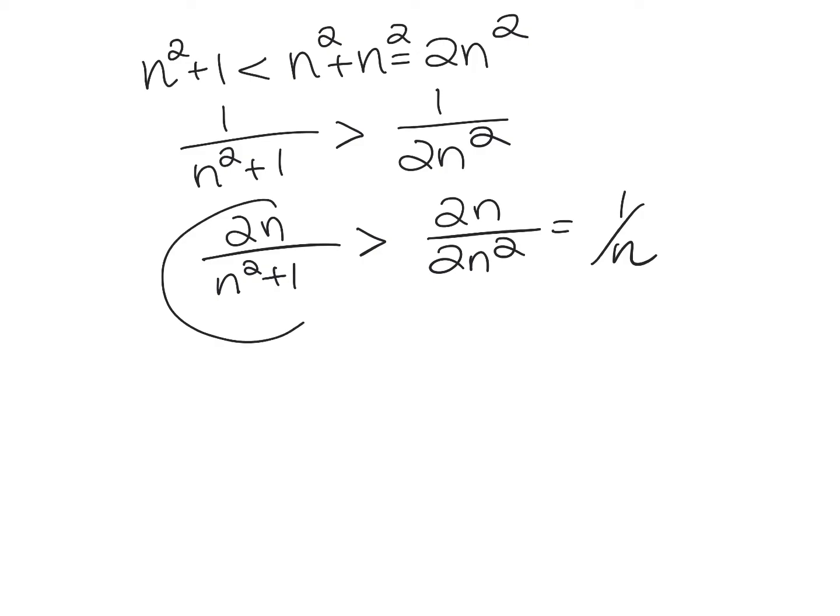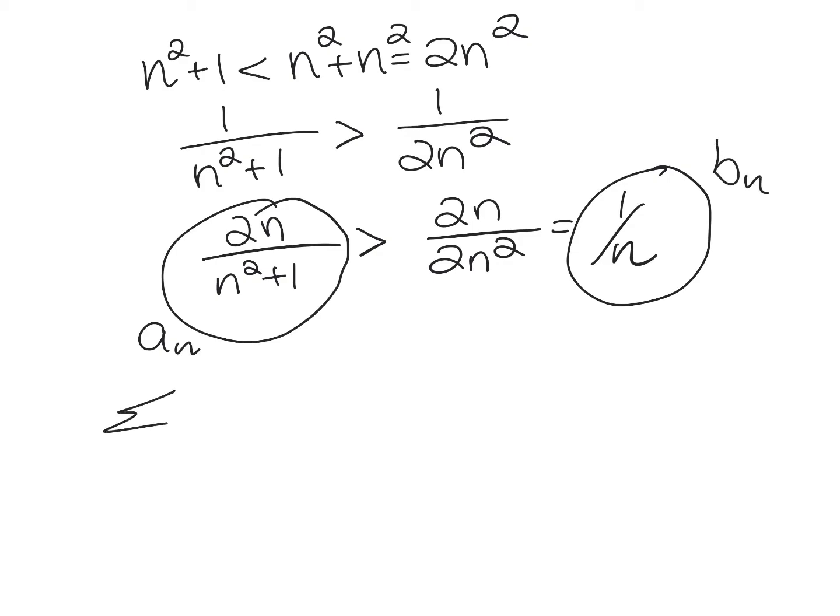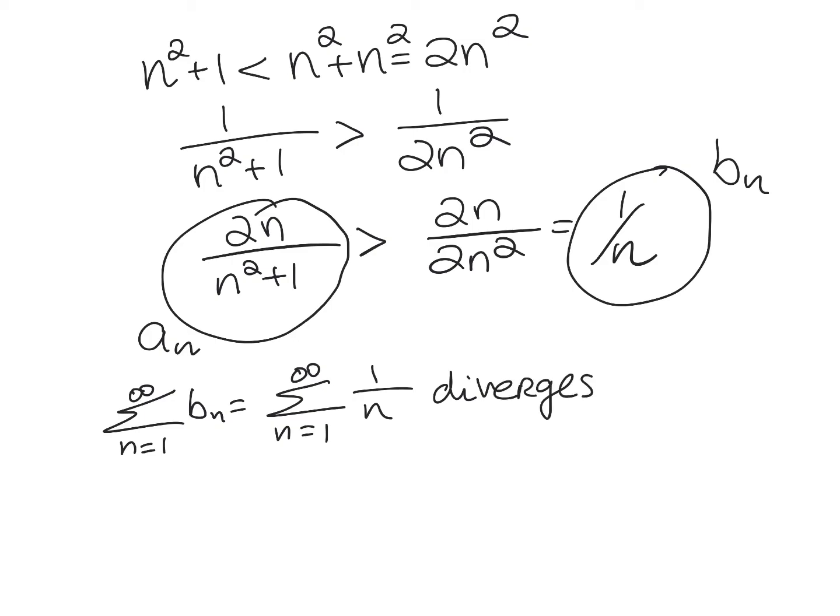And now let's label 2n over n squared plus 1 as our a sub n sequence, and 1 over n, the one we'll be comparing with, is the b sub n sequence. Let's take a look at the series comprised of adding the terms from the b sub n sequence, the summation from 1 to infinity of 1 over n. You should immediately recognize that this series diverges because it is the harmonic series. Or you could also use the integral test, but the harmonic series is fine.